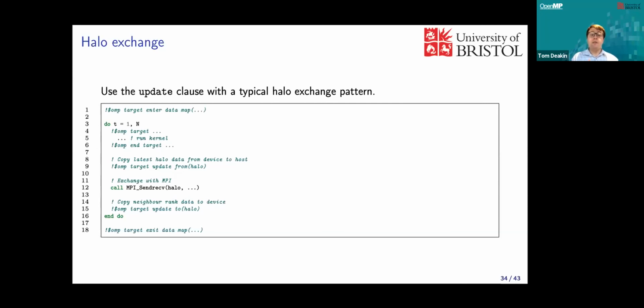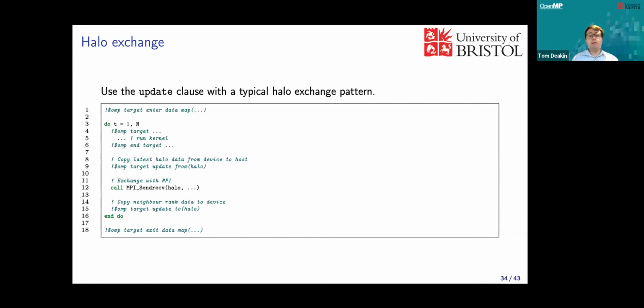So now the host has an updated copy of this halo array, which I might exchange using MPI with an MPI send receive and whatever arguments I need. Because I've then received some data, I now need to copy that data back to the device. So this is where I have my OMP target update to, and that's going to send the new updated value of the halo array back to the device, ready to run the kernel that's going to use that data in the next time step iteration.